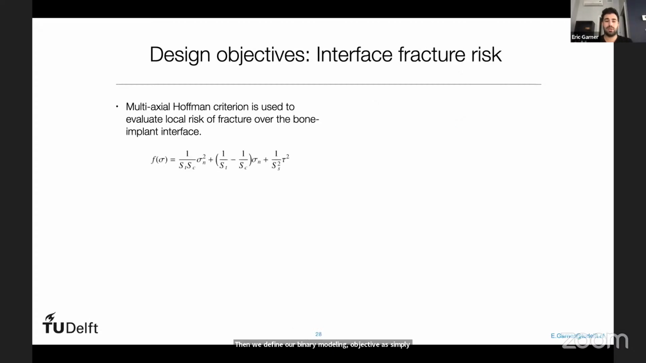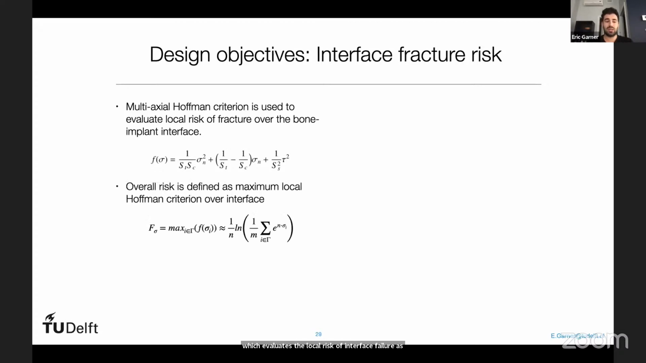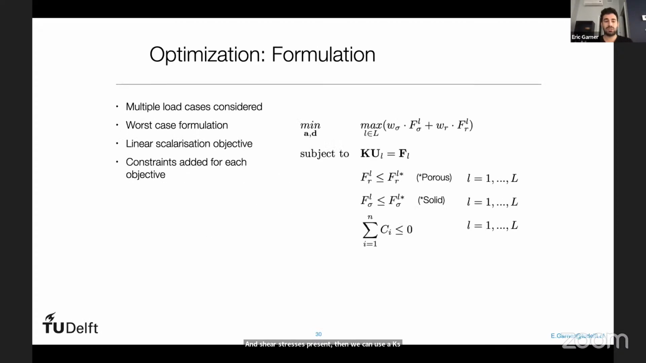throughout the bone. For the interface fracture risk, we can use a simple multi-axial Hoffman criterion, which evaluates the local risk of interface failure as a function of the normal and shear stresses present. Then we can use a KS function to find the soft maximum over the entire interface. So now we have everything we need to formulate the optimization problem.